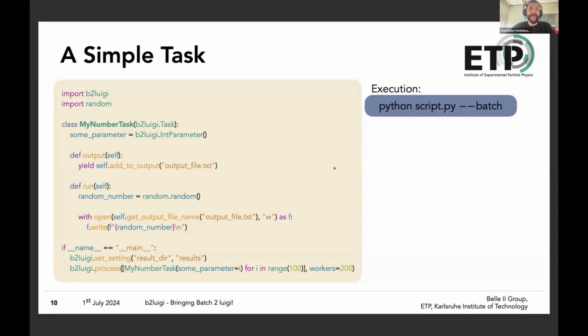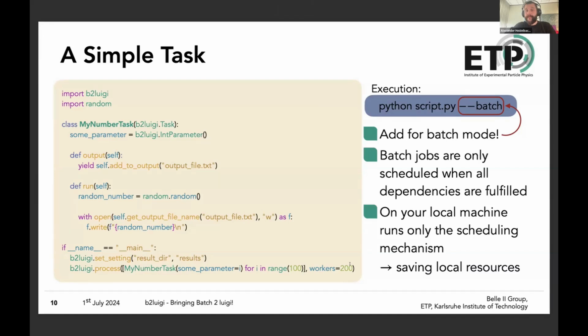You can, for example, write everything down in a script.py and execute it with Python. And to bring this into batch submission, into batch mode, the only thing you have to do is to add this minus batch, or you add batch equals true into the process function as we've seen before. A neat thing, inherited from Luigi: batch jobs are only scheduled when all dependencies are fulfilled. And if you run in batch mode, there's only one process on the submission machine, which saves local resources.